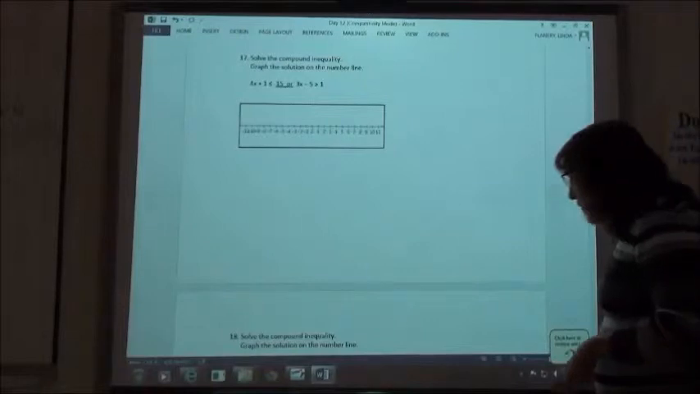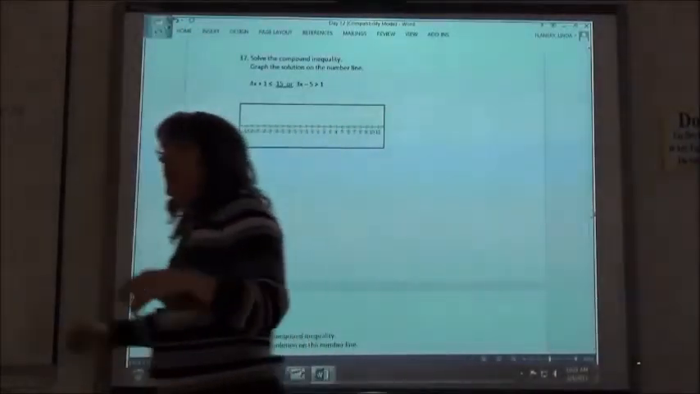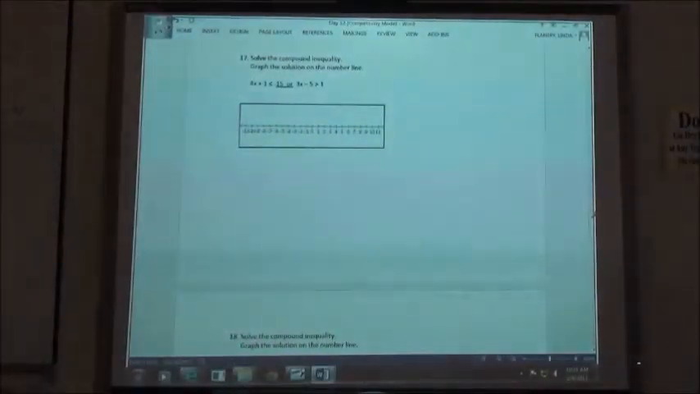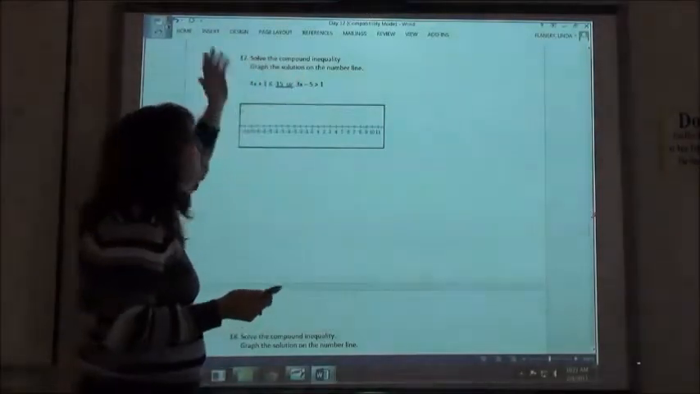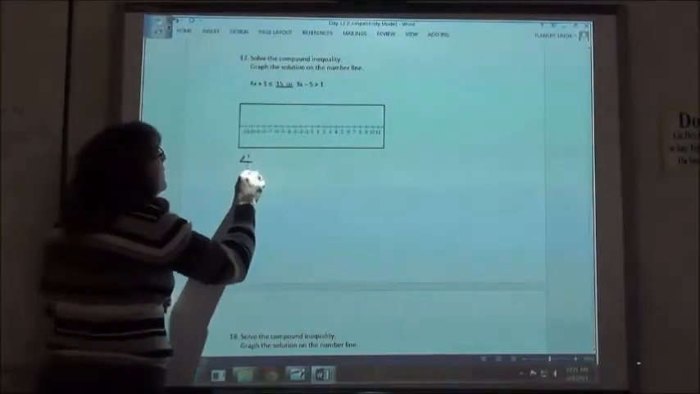Number 17 is one that has an or. When I read that or, it tells me that when I get done with my answer, I'm either going this way or this way. It's not going to be in the middle. It's the two opposite ends. But we should get that when we solve it anyway. So on this one, we have two separate equations. We just have to solve them both separately.